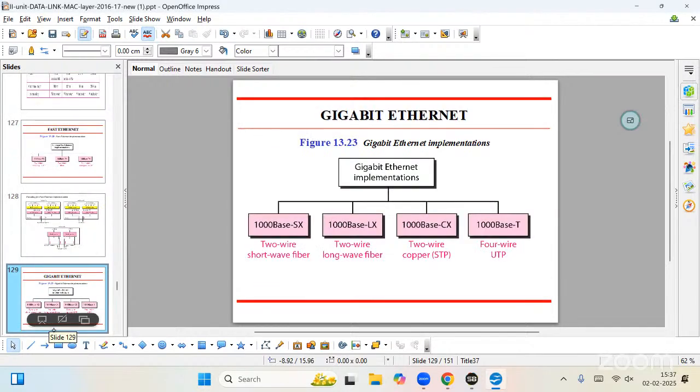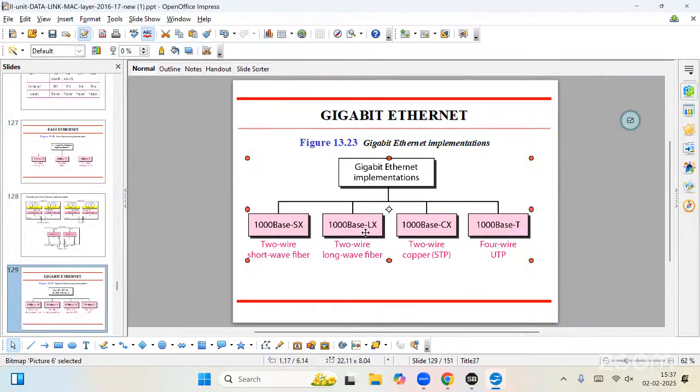Next, Giga Ethernet. Giga means what? 1000BaseSX, 1000BaseLX, 1000BaseCX, 1000BaseT. So here we have short wave fiber, long wave fiber, and copper. We can use 4-wire UTP, unshielded twisted pair, with various categories. Giga Ethernet. Giga is nothing but 1000. Next one comes to what? Ten Giga, which is the most advanced, combined with standard Ethernet, fast Ethernet and Giga Ethernet.